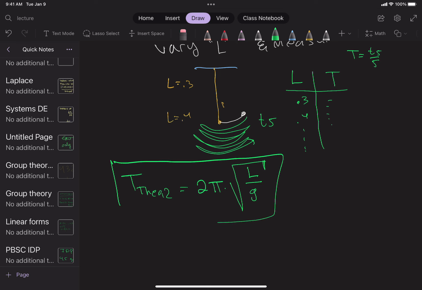So this is a simpler formula, and from this one, if you vary the length of the pendulum and measure the period, then the only term that is missing is gravity here. So what we're going to do is we're going to vary the length, we're going to measure the period, and from that, you're actually going to be able to calculate the experimental value for gravity.